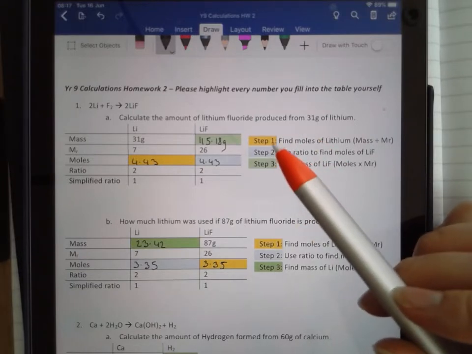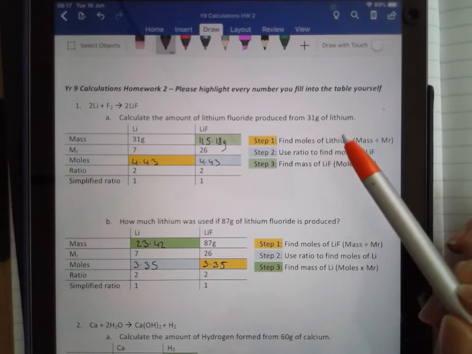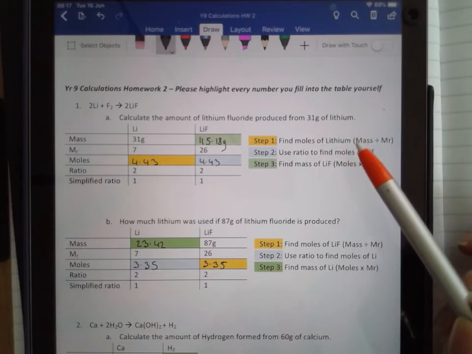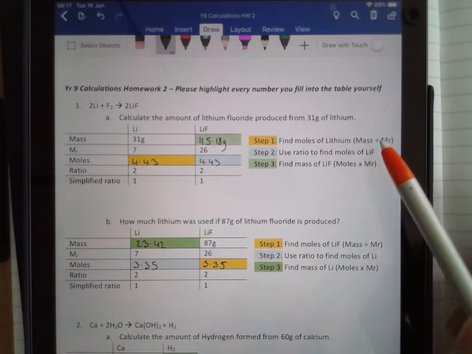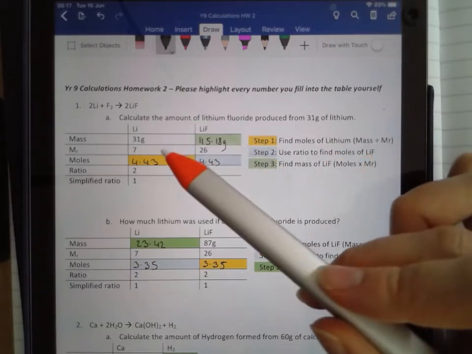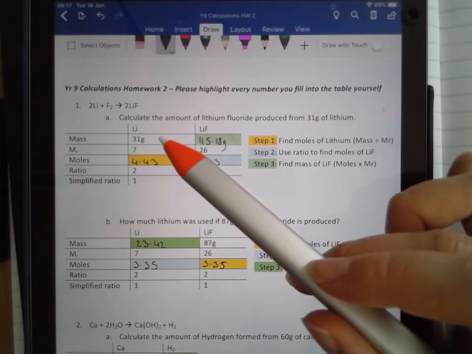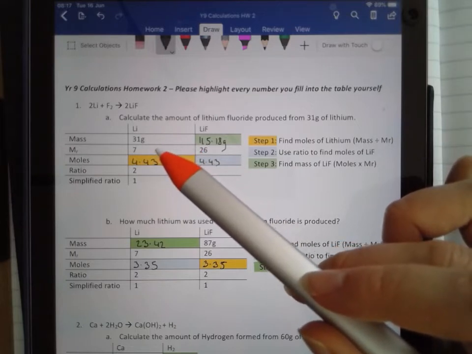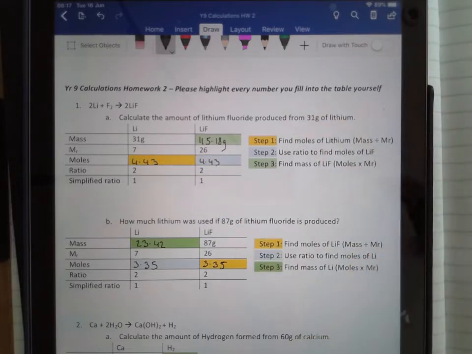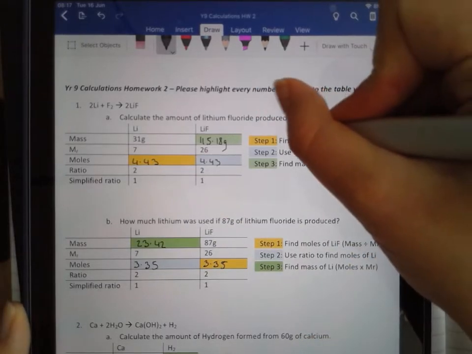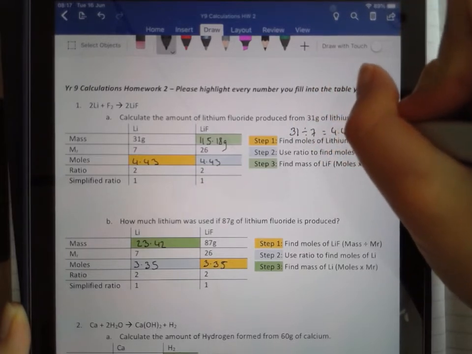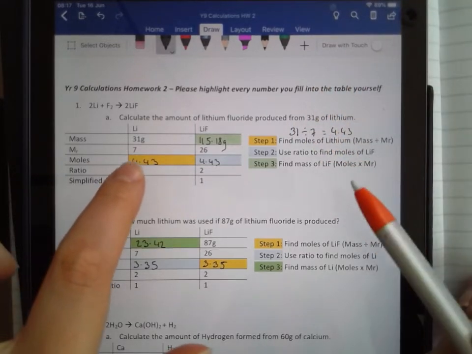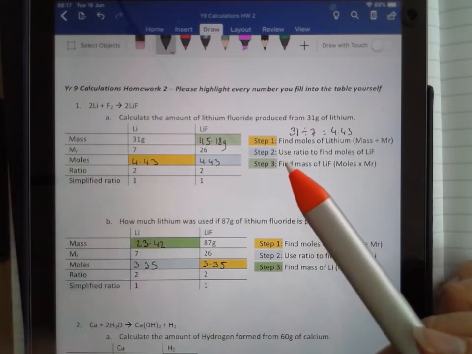So for the first one, step 1, find moles of lithium. I've given you the formula here. To find the moles of lithium, you need the mass of lithium divided by the formula mass of lithium. In the box, I've given you the mass of lithium is 31. I've given you the formula mass is 7. So it's just mass divided by formula mass, and that equals 4.43. So to do this, I've done 31 divided by 7, and I've gotten 4.43. And I filled that into that box there. Step 1 gets filled into this box.